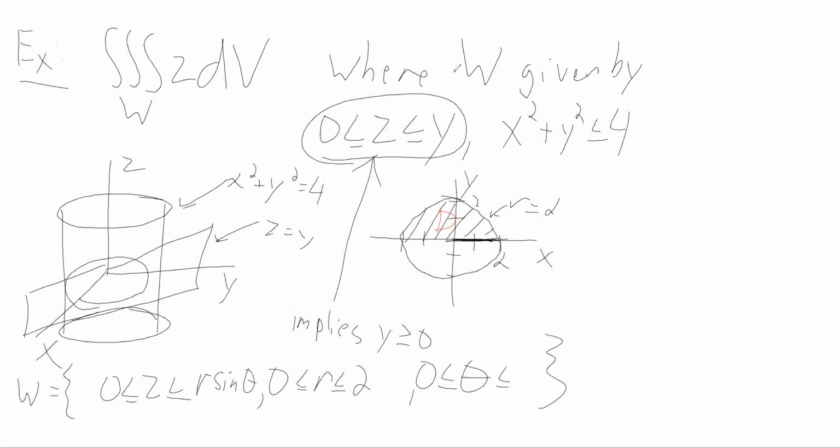What is the largest angle we make with the positive x-axis? Pi, right? And so those are the bounds for our integral. So let's plug it in. We said z goes from 0 to r sine theta, r goes from 0 to 2, theta goes from 0 to pi.